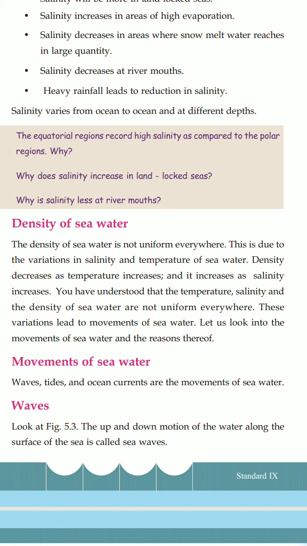So here your density and temperature are inversely related. When temperature increases, density decreases. When density increases, your temperature will decrease. But in the case of salinity, salinity and density are directly related. When salinity increases, your density will also increase. So you have understood that the temperature, salinity and density of seawater are not uniform everywhere. These variations lead to movements of seawater. Let us look into the movements of seawater and the reasons.